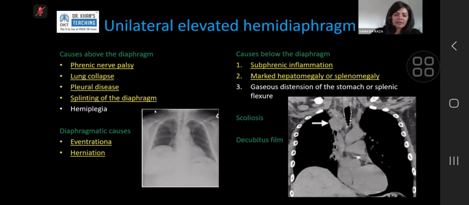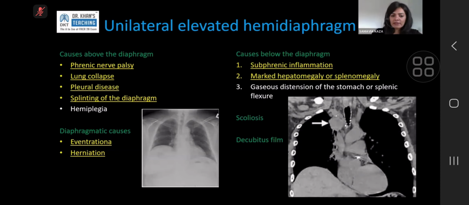So remembering the anatomy, the phrenic nerve goes along the mediastinal margin all the way there. Any lesion along this course pressing on the phrenic nerve can give you phrenic nerve palsy and cause the hemidiaphragm to be elevated. Causes above the diaphragm are what we are concerned with. Lung collapse and pleural disease can all cause it, but the one we are most concerned about and want to exclude with cross-sectional imaging, a CT, is a lung cancer.